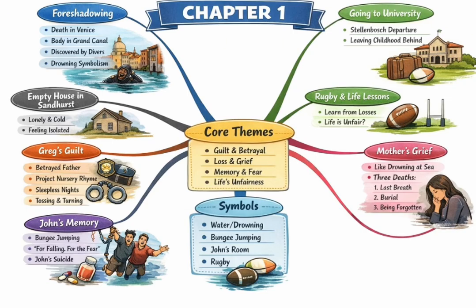Okay, let's unpack that, because the opening is quite jarring. The chapter doesn't start with Greg, our main character. Instead, the analysis points to this really shocking opening image. It's the recovery of a body from the Grand Canal in Venice. So why start a story about a South African family tragedy so far away in such a public place?